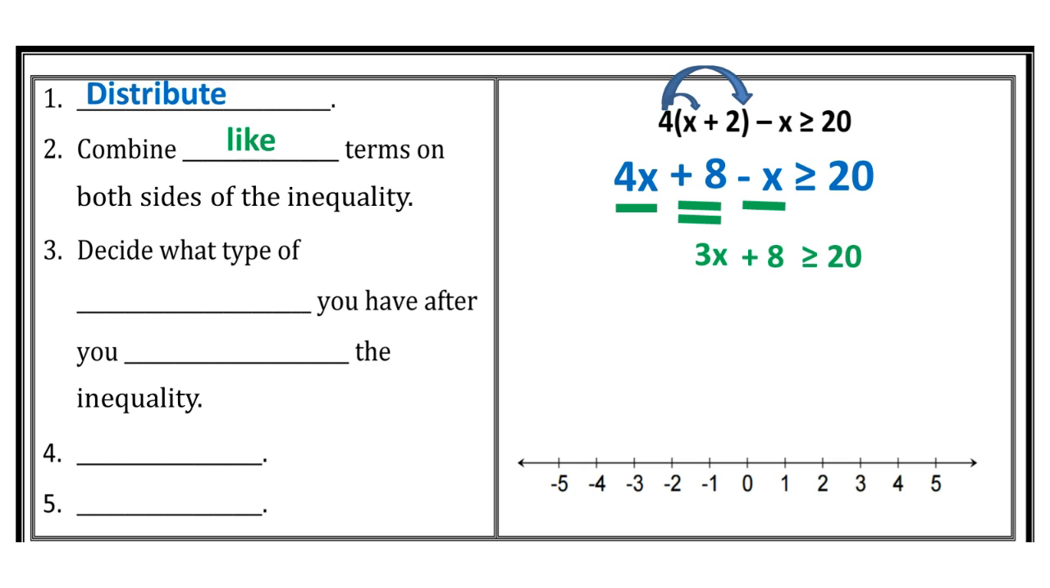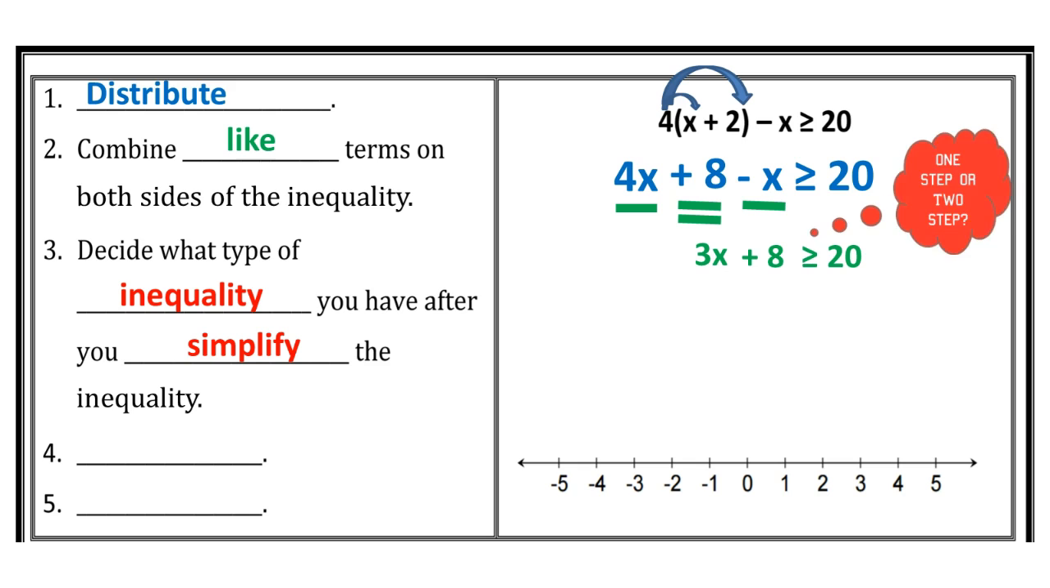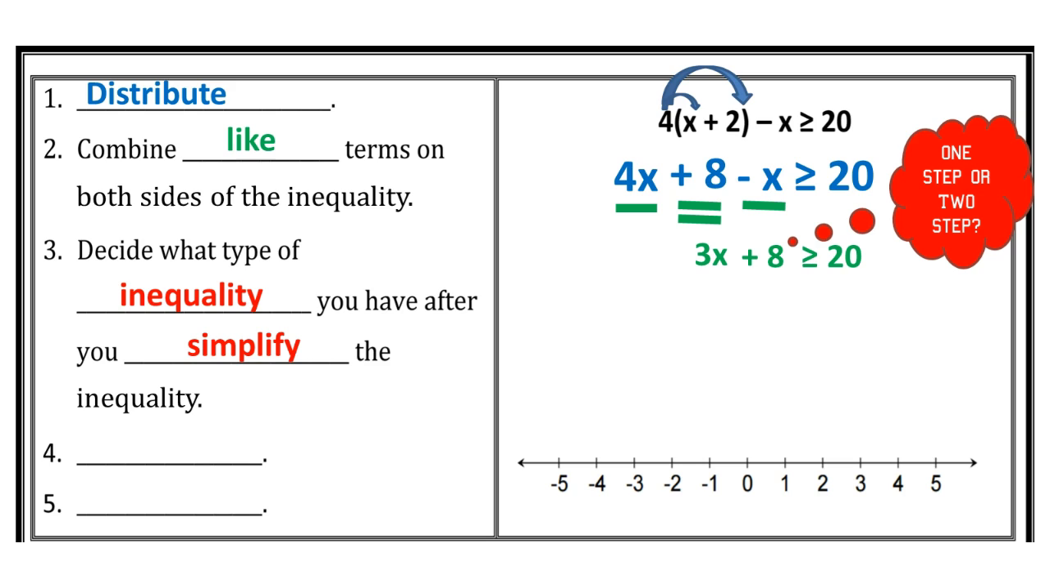Once I've simplified it down, I can decide what type of inequality I have. It needs to be simplified first. Here, is it a one-step or two-step? Well, I see two operations. I see times 3 plus 8. So I need to go through and solve this. My operations, according to the order of operations, are times 3 plus 8. So to do the inverse operations in the inverse order, I'm going to subtract 8 and divide by 3.